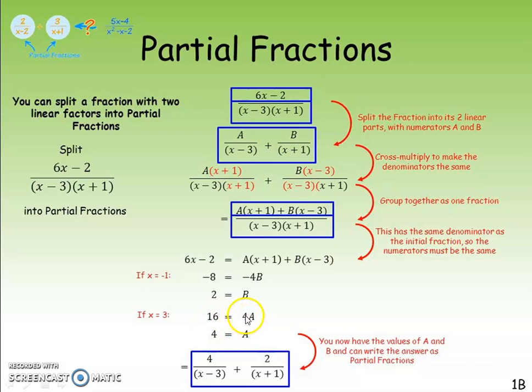So 4 goes to this side. 16 upon 4 is 4, so 4 is equal to A. We derive the value of A is equal to 4 and the value of B is equal to 2. In this equation, we derive 4 upon x minus 3 plus 2 upon x plus 1. So the final answer is 6x minus 2 upon x minus 3 into x plus 1 equal to 4 upon x minus 3 plus 2 upon x plus 1.